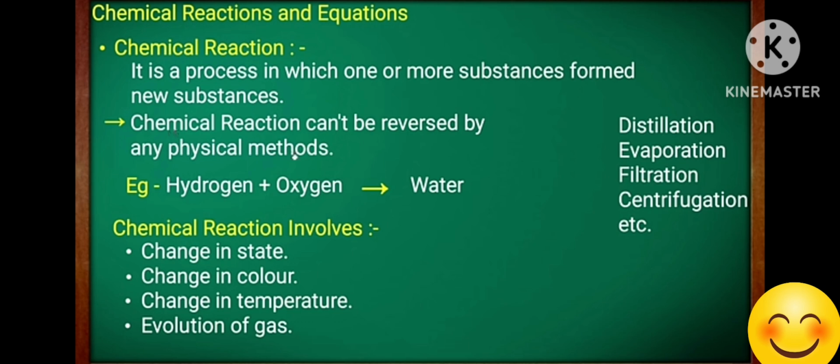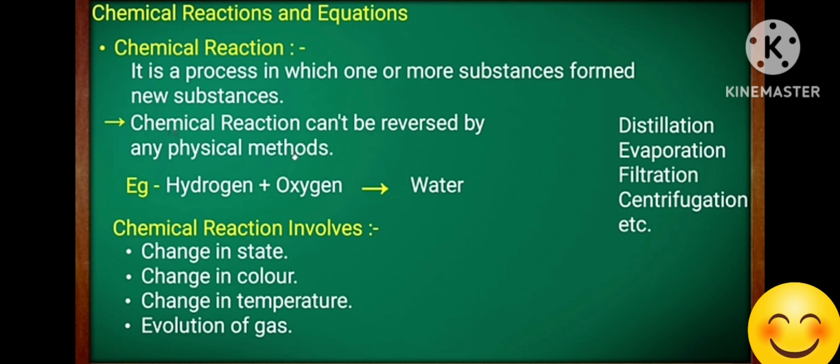Change in color, like a mango, whose color changes from green to yellow or orange. Change in temperature, like we can take the example of milk. If we keep milk at room temperature in the hot summers, what happens? It will break down, because the bacteria present in the milk make the milk break down.